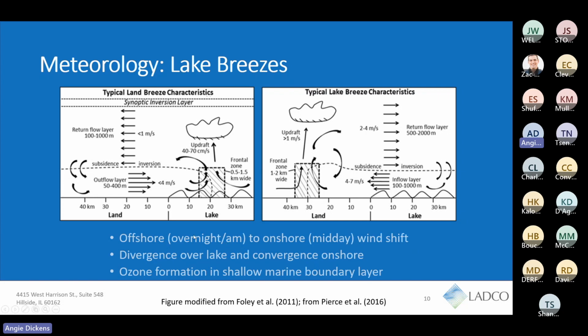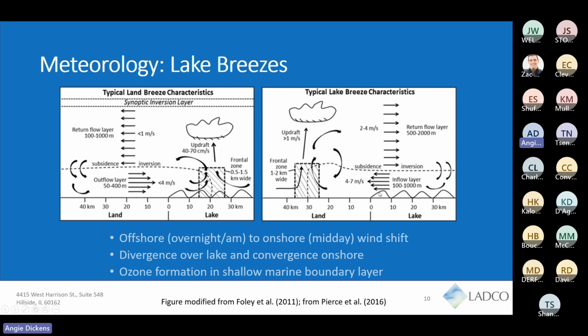So the key components of a lake breeze: first, you have an offshore breeze switching to an onshore breeze. That's an important component. You also have, during the lake breeze period, divergence over the lake. You have winds moving away from the center of the lake, and the same thing happening on the other side. And then you have convergence onshore, where the lake breeze meets ongoing synoptic winds. So that's another key component.